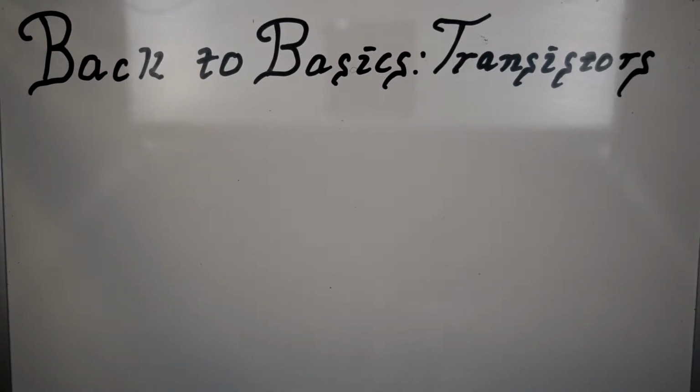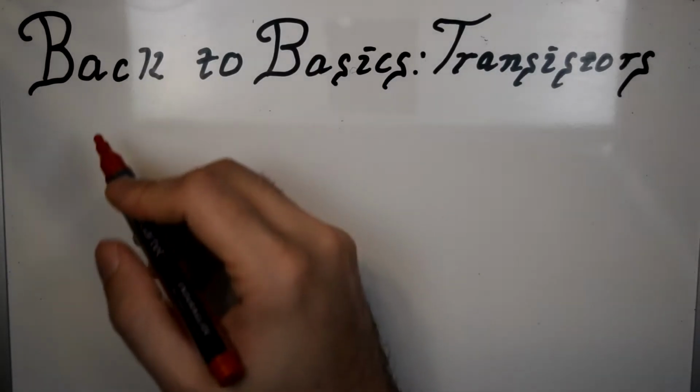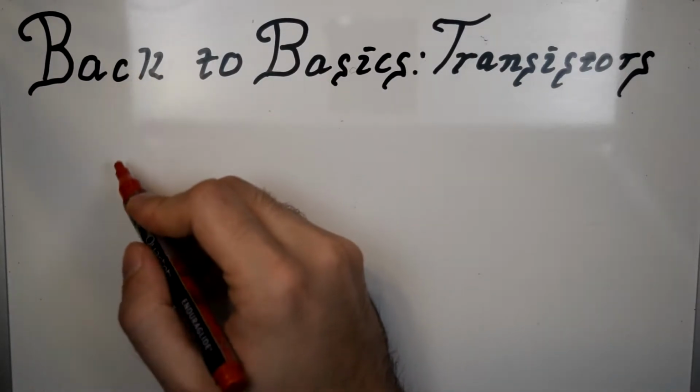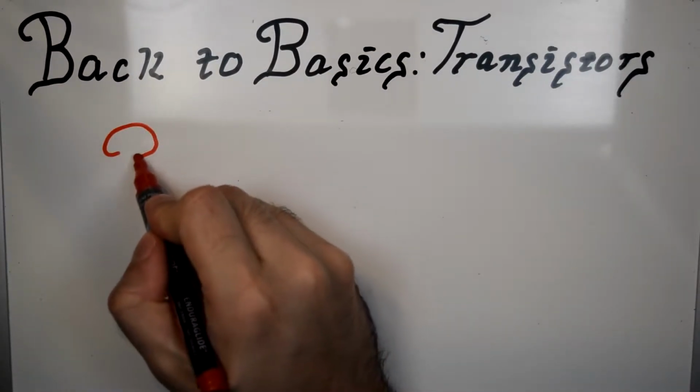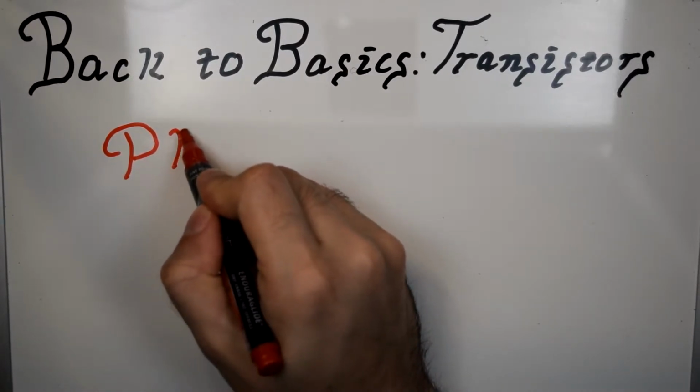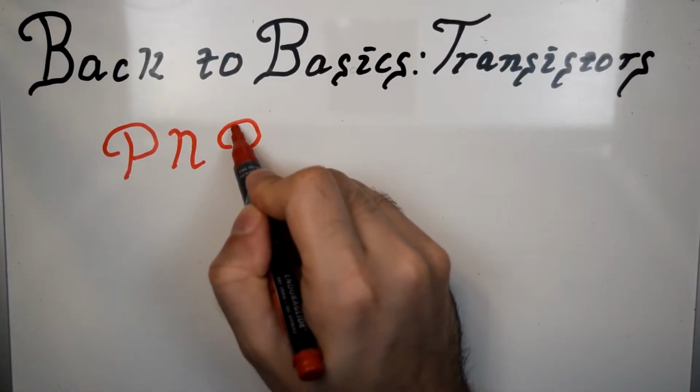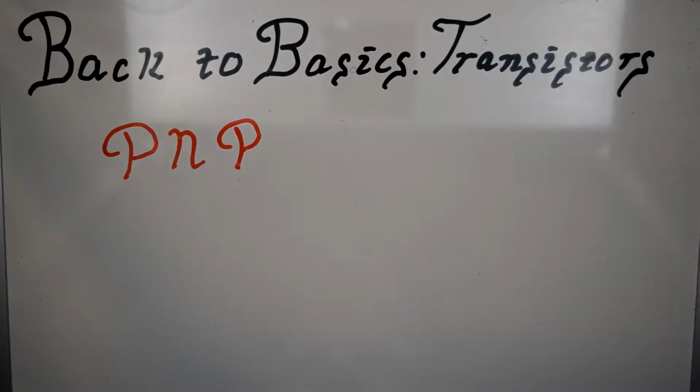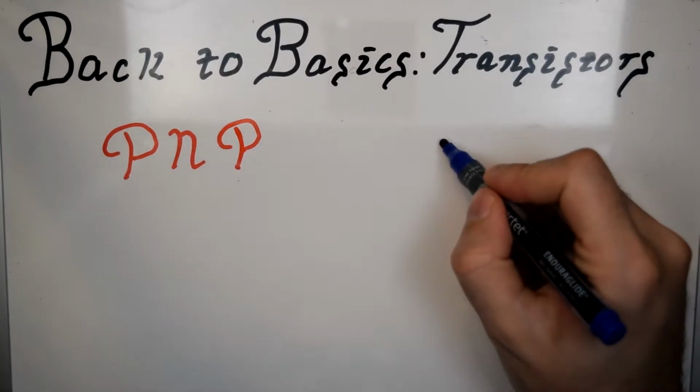Anyway, last week we talked about diodes and how the PN junction makes it so that current can't flow if you don't have the diode biased in the right direction. Well, this week we're going to talk about transistors. Now, transistors come in two different types. We have PNP transistors and we have NPN transistors.